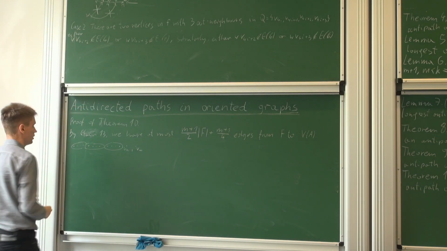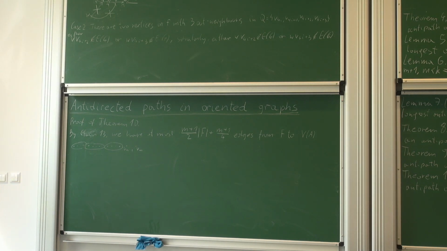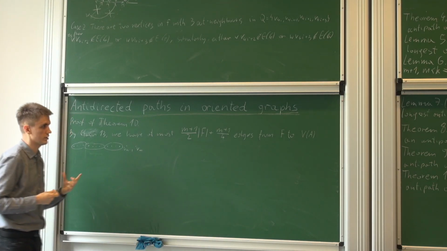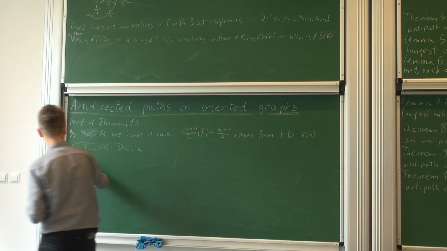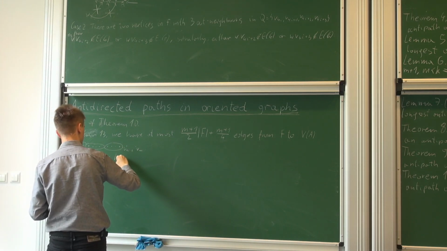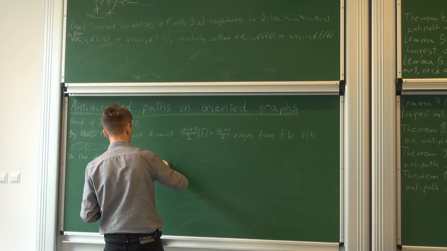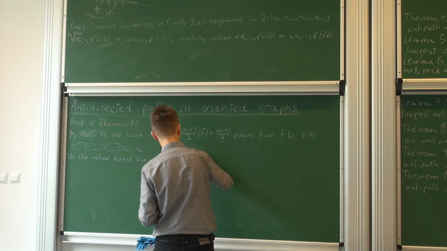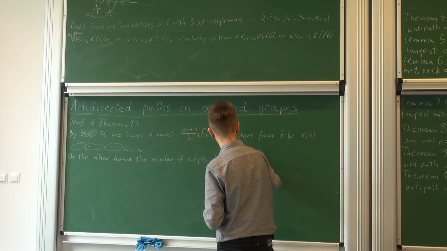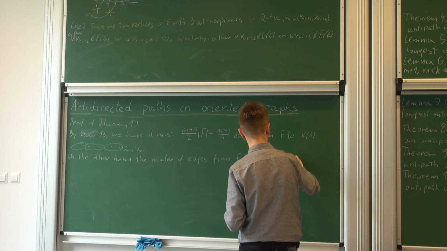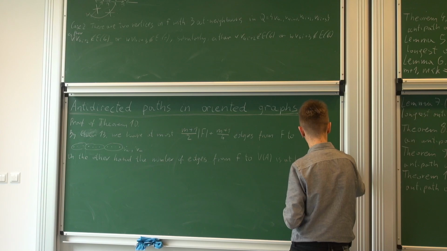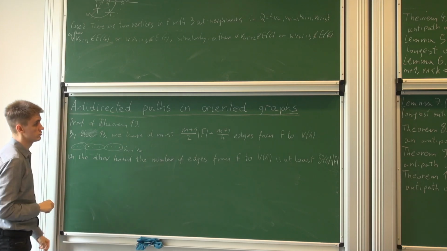On the other hand, each out-neighbor of f belongs to our antipath, because otherwise we obtain a longer antipath. So the number of edges from f to the path is at least the minimum pseudo semi-degree times f.